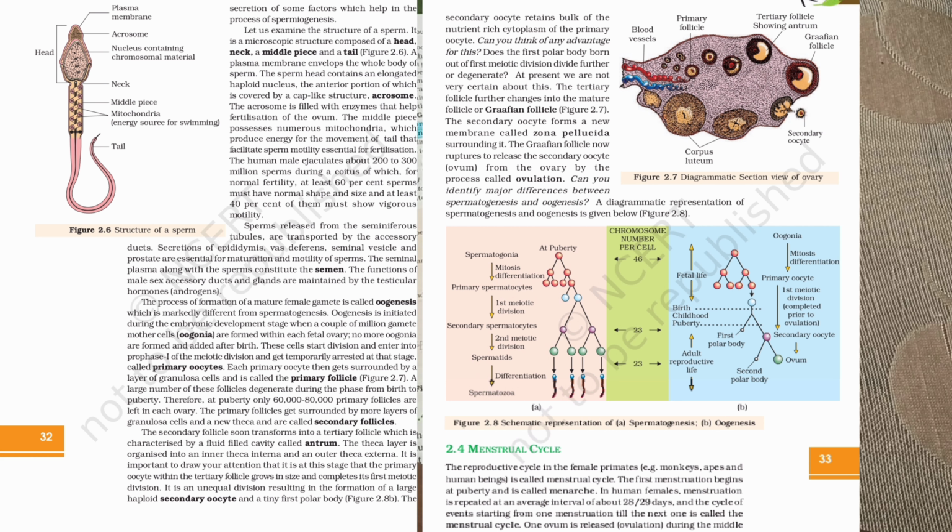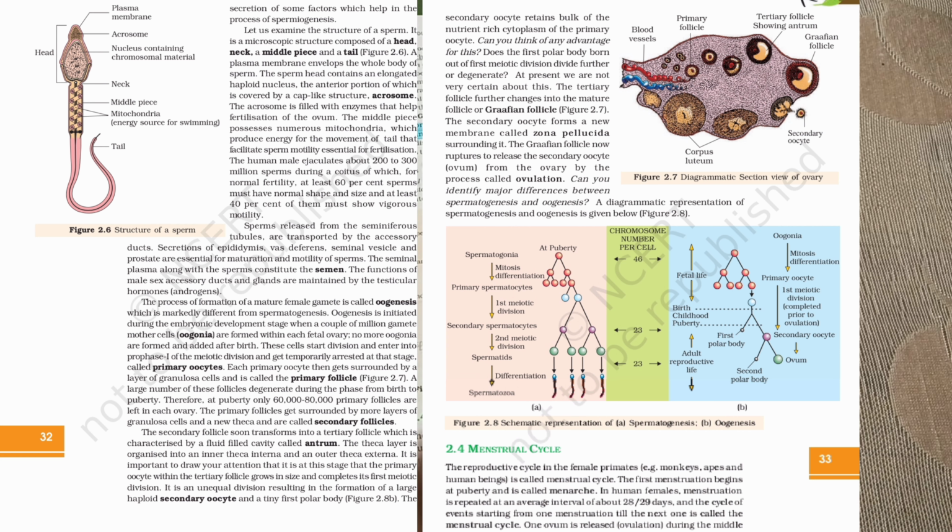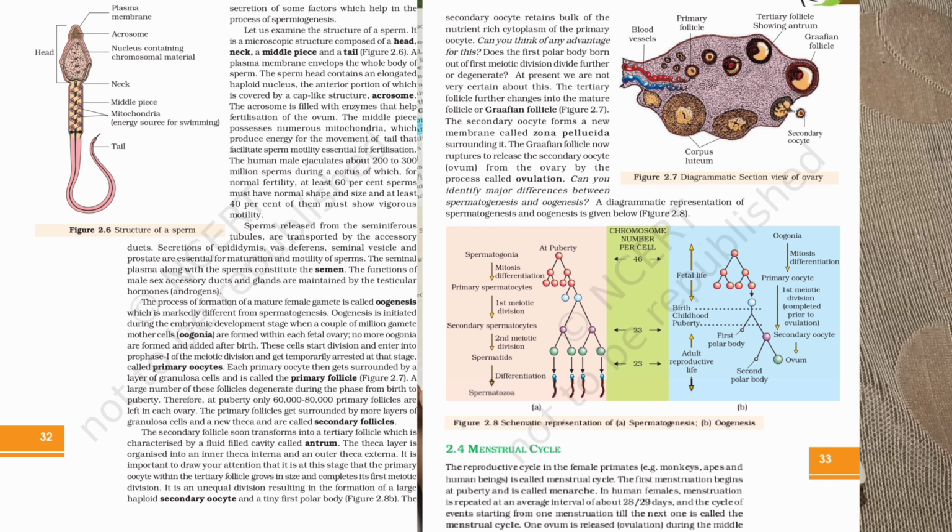Sperms released from the seminiferous tubules are transported by the accessory ducts. Secretions of epididymis, vas deferens, seminal vesicles, and prostate form the seminal plasma, which along with the sperms constitutes the semen.